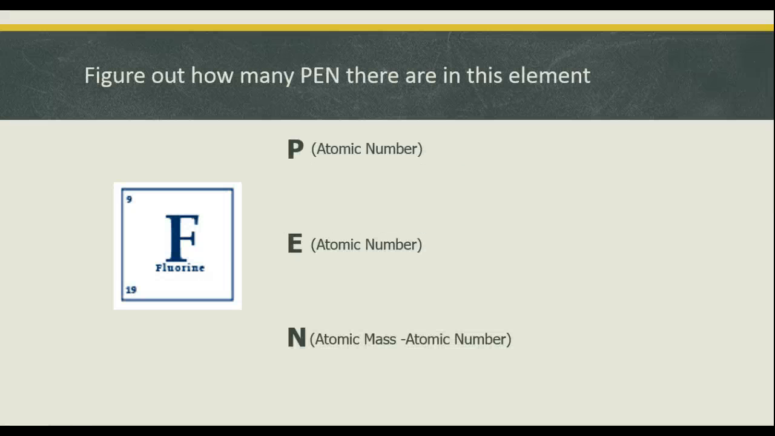Let's do a couple more examples of how to figure out how many pens, protons, electrons, neutrons, there are in an element. The one that we're going to look at right now is fluorine. The number of protons equals the atomic number, or the smaller number, which is 9. Same for the electrons. The atomic mass is 19 minus 9, which equals 10.